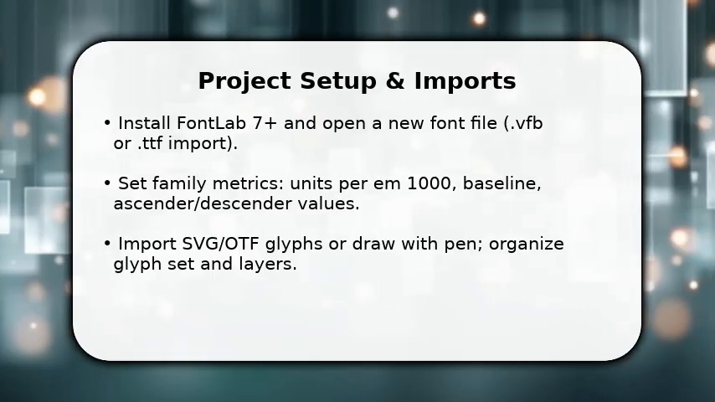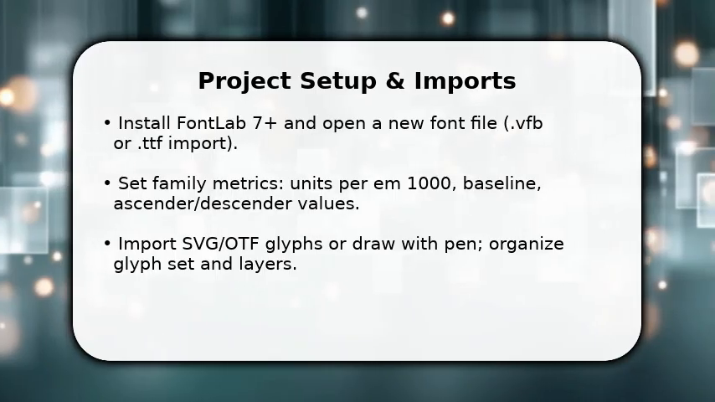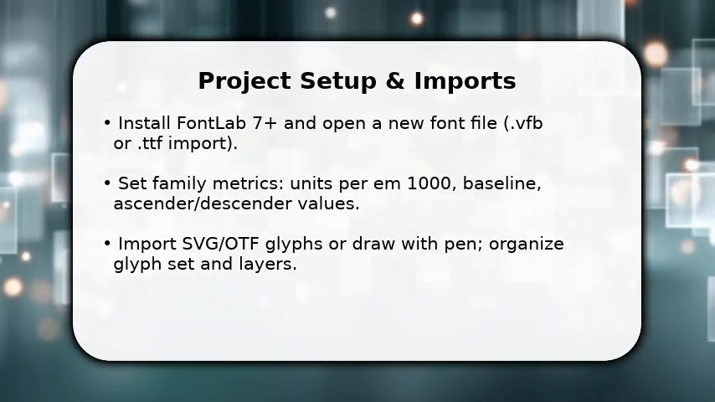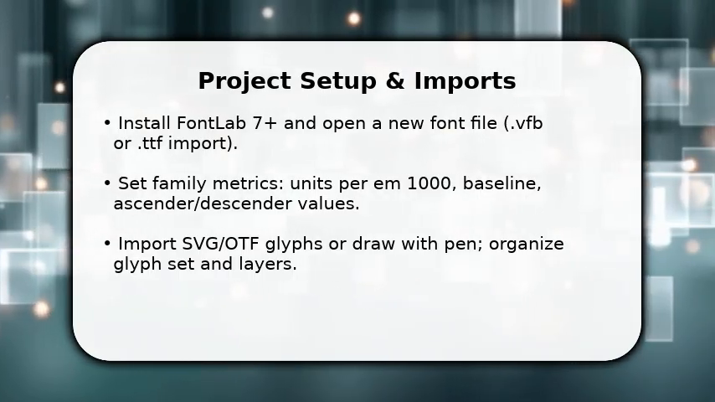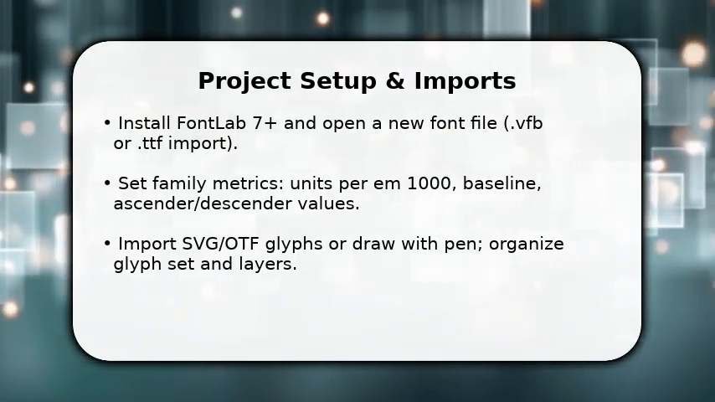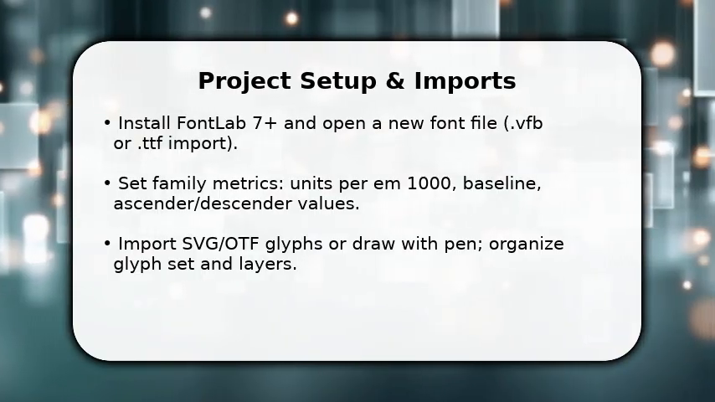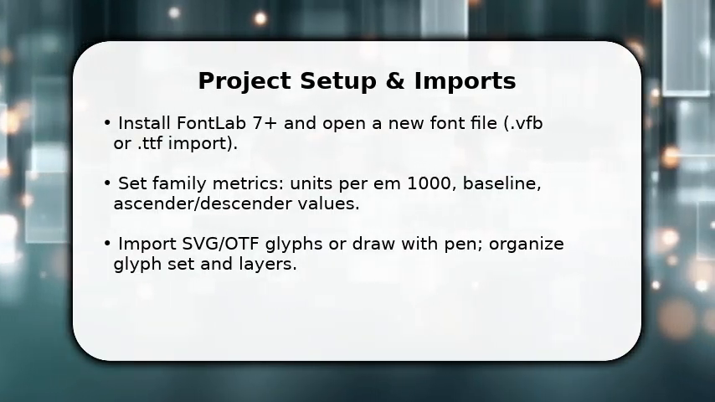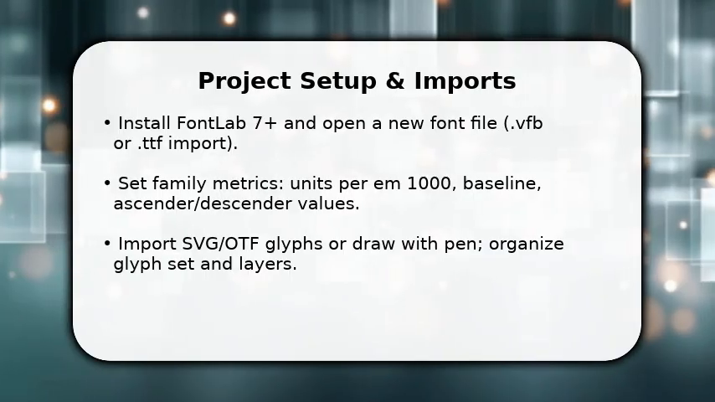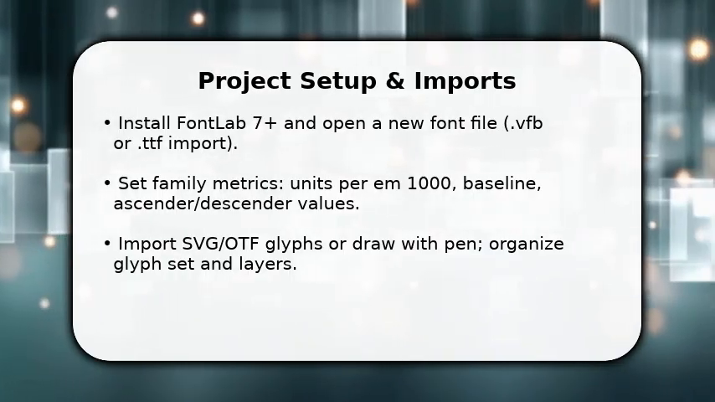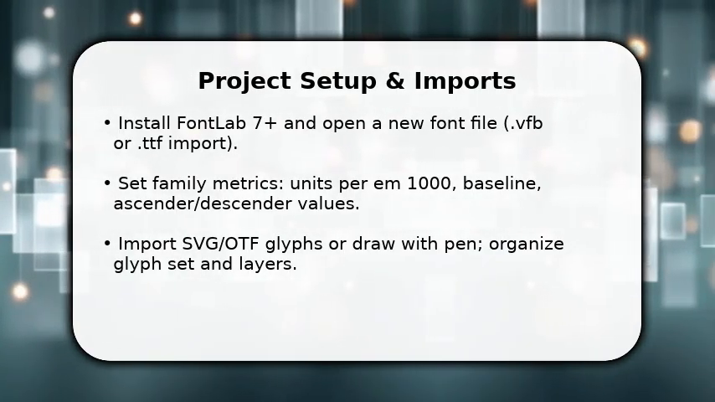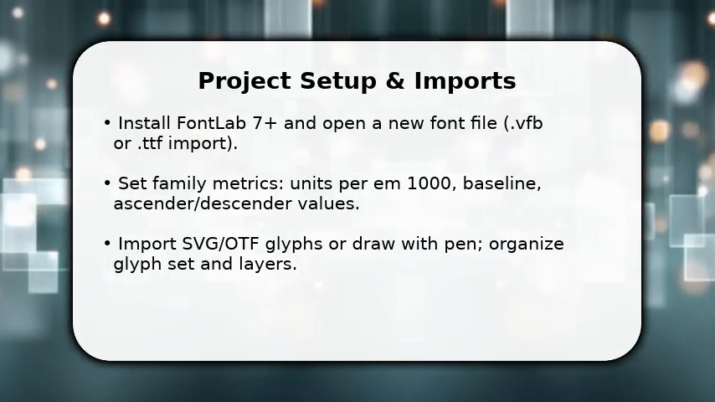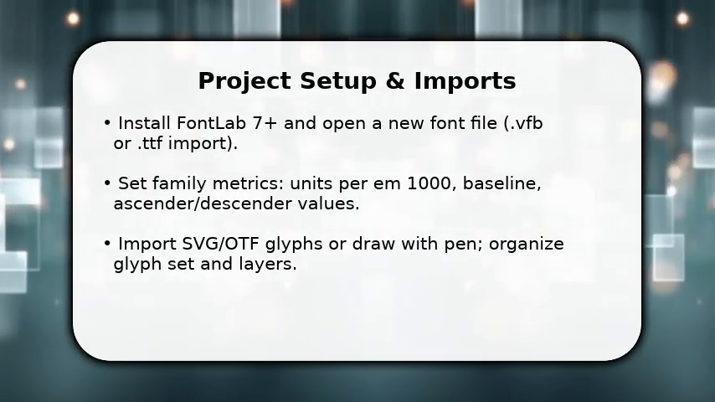You begin by creating the font file and importing art so you can work immediately. Open Fontlab, set units per M1000 as common, and enter baseline, ascender, and descender values to lock metrics. Next, import existing SVGs or OTF glyphs, or start drawing with the pen tool. This gives you editable outlines. Once done, organize the glyphs into a production set and name your master. This speeds kerning and interpolation later.